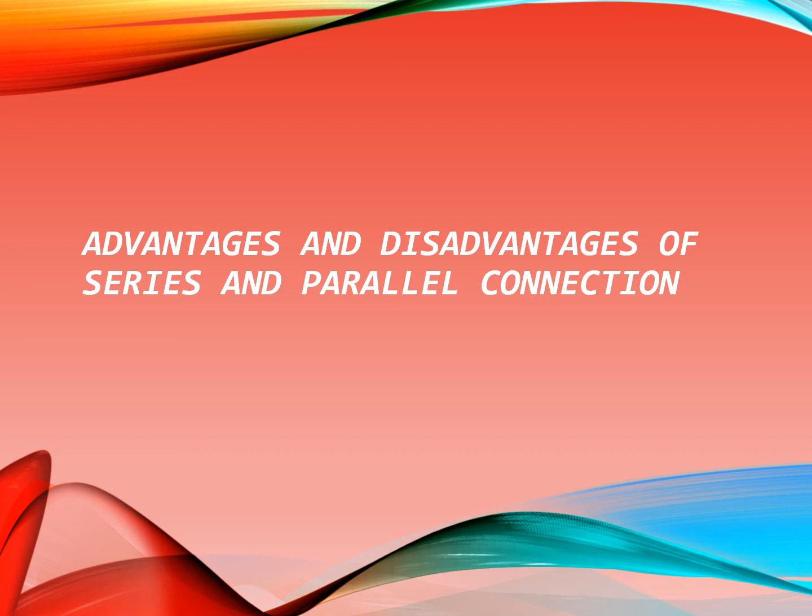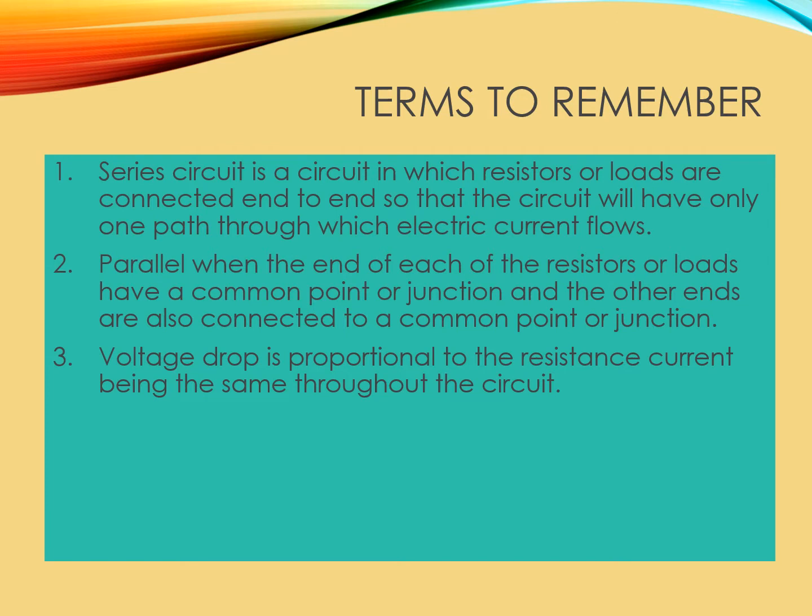Hi everyone, so this is for the lesson about advantages and disadvantages of series and parallel connection. You have to remember the following terms and situations. First, a series circuit is a circuit in which resistors or loads are connected end to end so that the circuit will have only one path through which electric current flows.